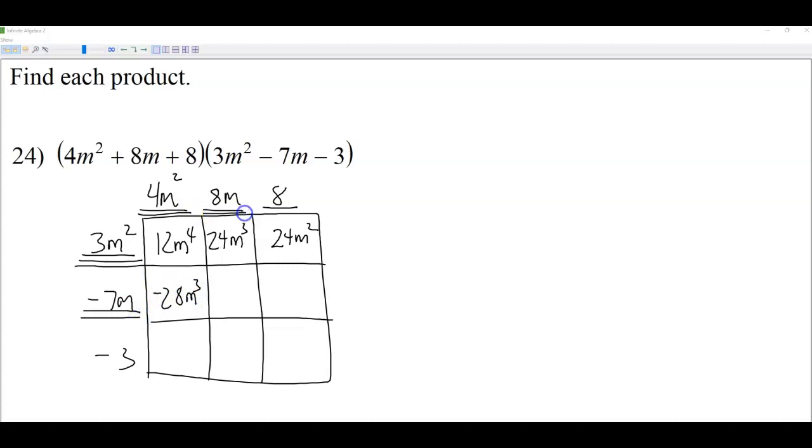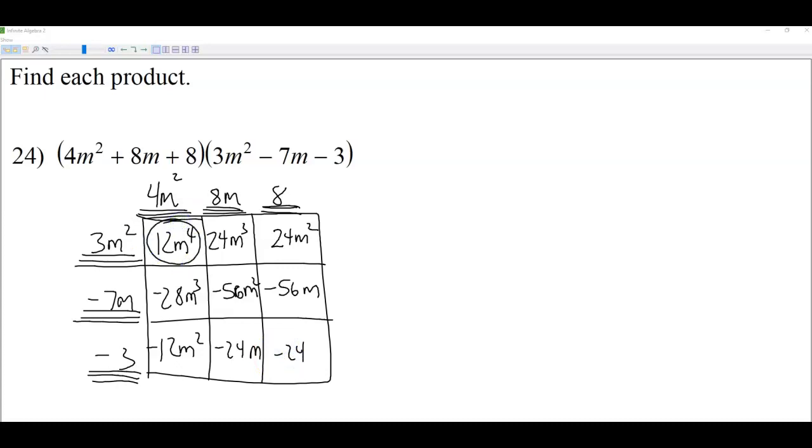Negative 7m times 8m is negative 56m squared. Negative 7m times 8 is negative 56m. And we have negative 3 times 4m squared, which is negative 12m squared. Negative 3 times 8m is negative 24m. And then finally, negative 3 and positive 8 multiplied together makes negative 24. So we're ready to write our final answer here.